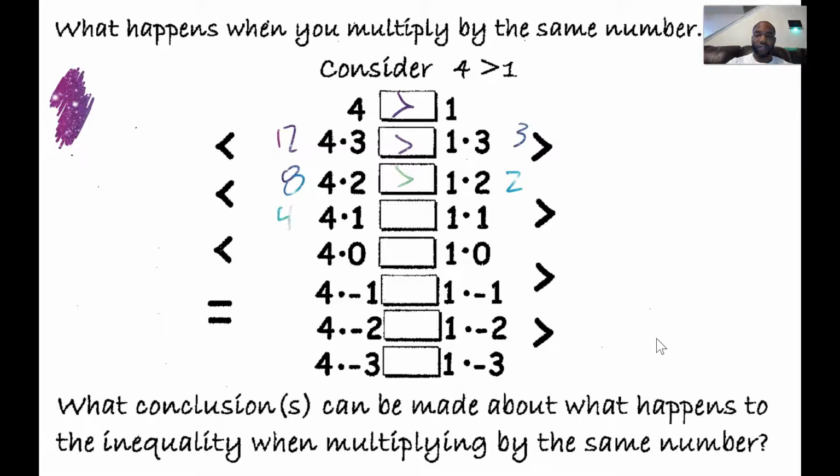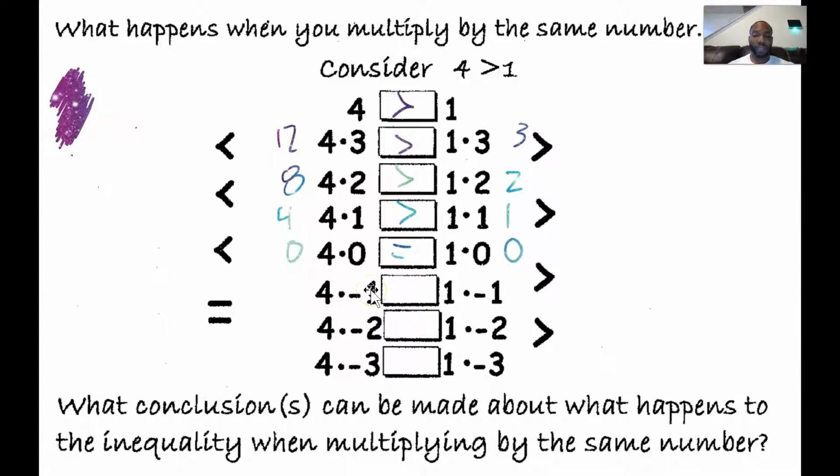4 times 1 is 4. 1 times 1 is 1, so it's greater than. 4 times 0 is 0. 1 times 0 is 0, so it's equal to. Now, this is what we're doing. We're saying what happens when we multiply by the same number. So here we did 3's, 2's, 1's, and 0's.